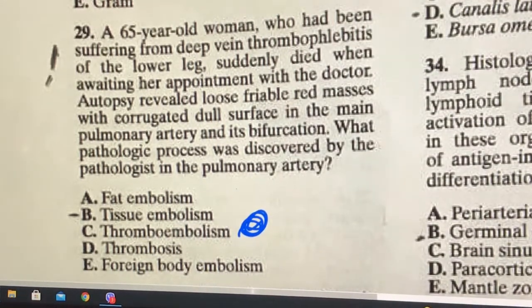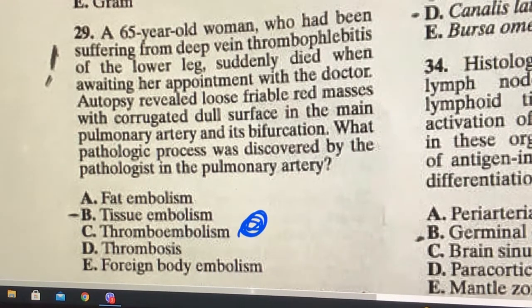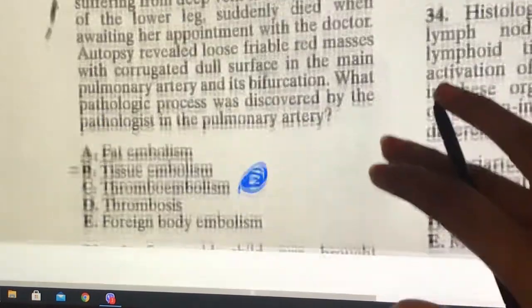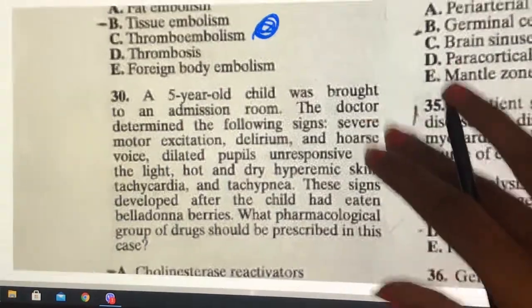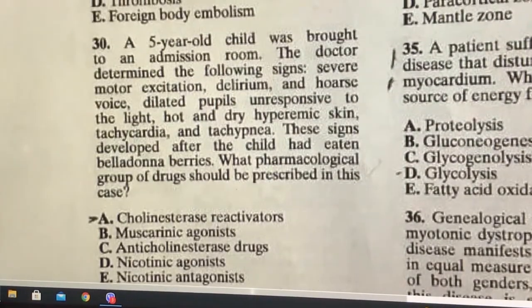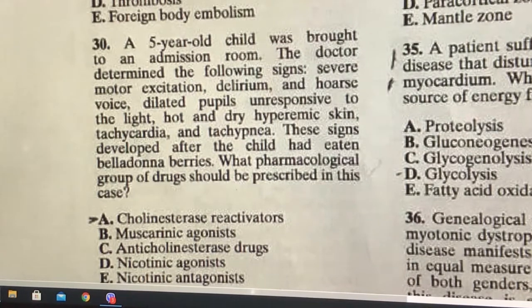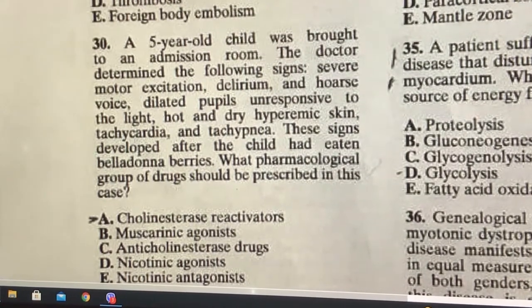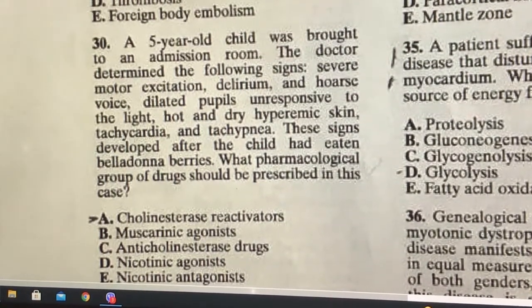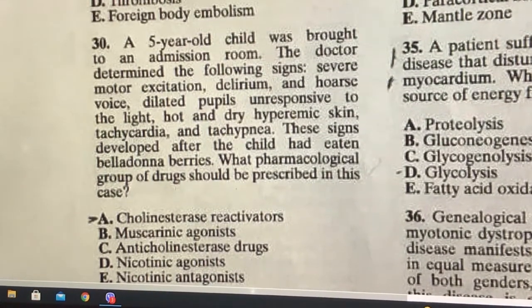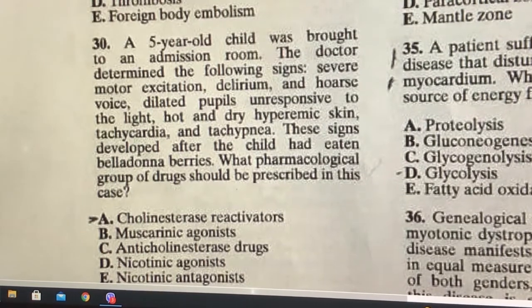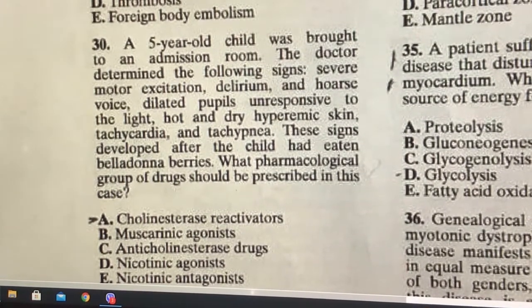If this line is not given, that they have seen loose, fragile masses and anything like that, then the answer would be only thrombosis. Question number 30. A 5-year-old child was brought to the admission room. The doctor determined the following signs: severe motor excitation, delirium and hoarse voice, dilated pupils unresponsive to light, hot and dry, hyperemic skin, tachycardia and tachypnea. These signs developed after the child had eaten belladonna berries.